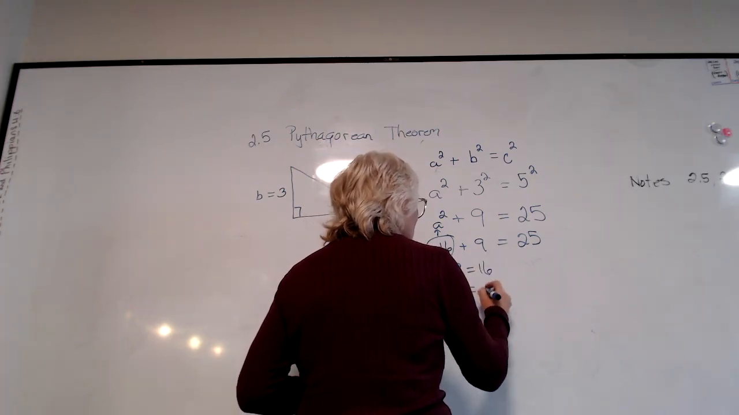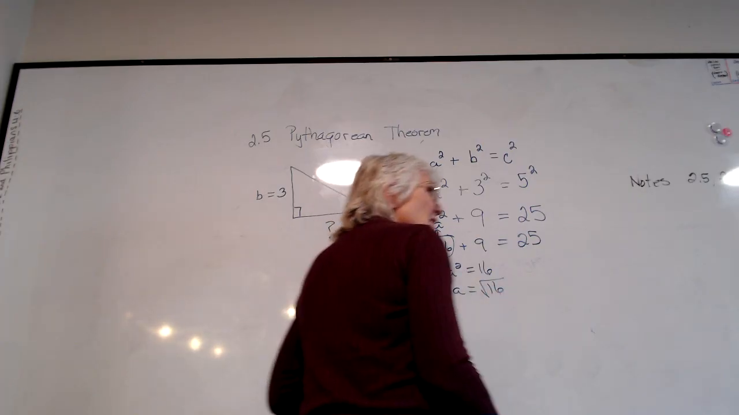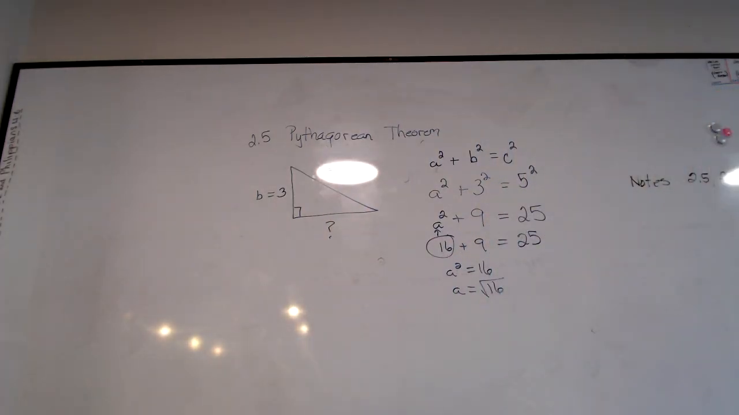So a is going to be the square root of 16. I hope all of you can figure out what the square root of 16 is. What times what gives me 16? It has to be two numbers that are identical. What two numbers, Marcy? 8 times 8. No, not quite. Okay, let's see.